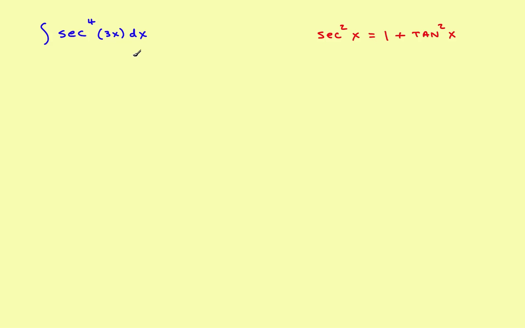Okay, now what we've got here is this. You've got a secant to the fourth power of 3x, and what we're going to do is go ahead and split this up into two different parts. So we'll break out a secant squared and make this be the integral of the secant squared of 3x, and then have another secant squared of 3x. Then you've got a dx.